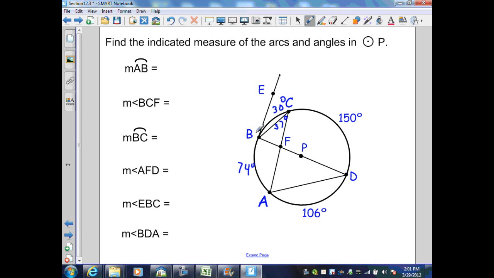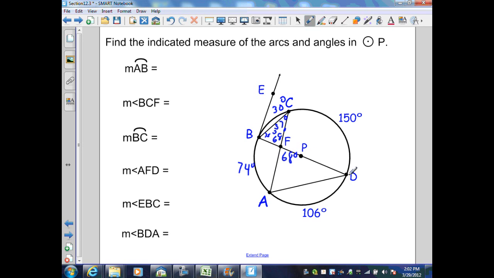Angle CBD is also an inscribed angle, and its intercepted arc is CD with a measure of 150 degrees. Therefore, angle B is half of that measure, which makes this 75 degrees. Now that I have a triangle inside my circle, I know the sum of the measure of those angles is 180 degrees. Using the triangle sum theorem, 75 and 37 is 112. 112 from 180 is going to leave me 68 degrees. By the vertical angle theorem, this is 68 degrees.